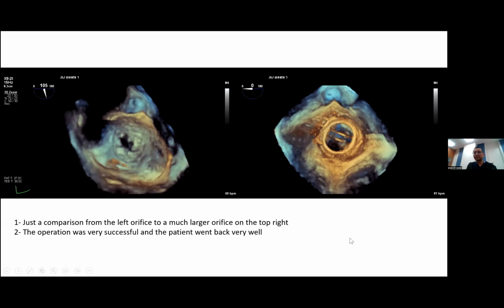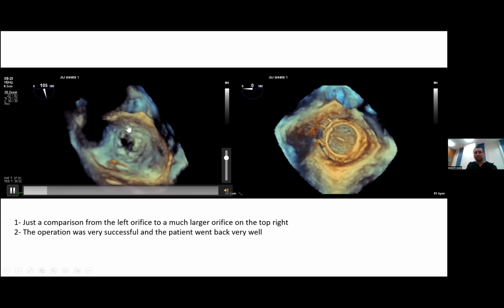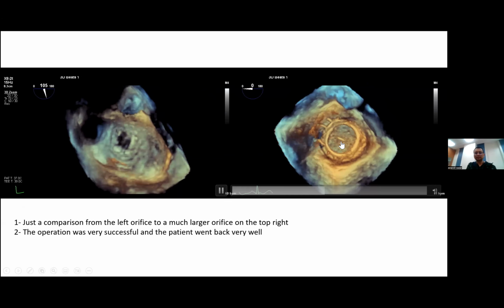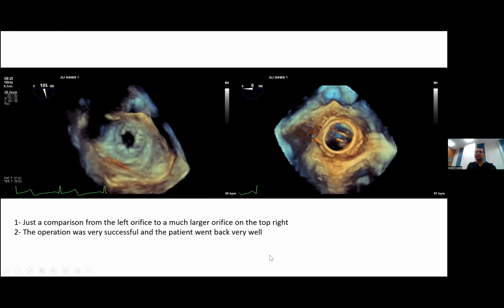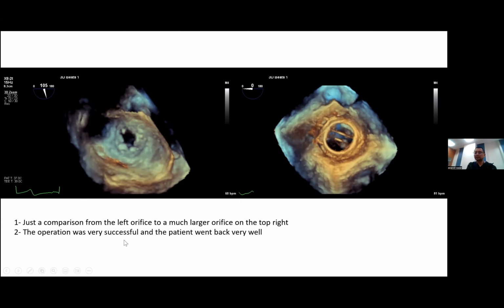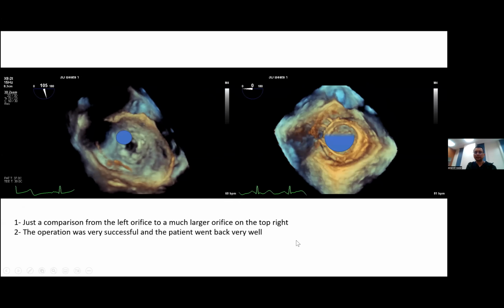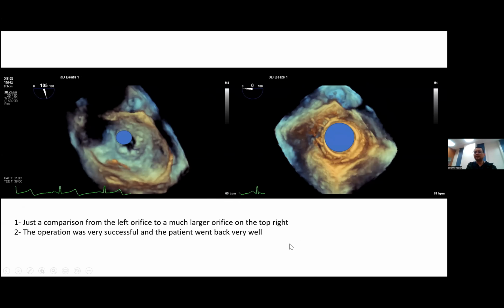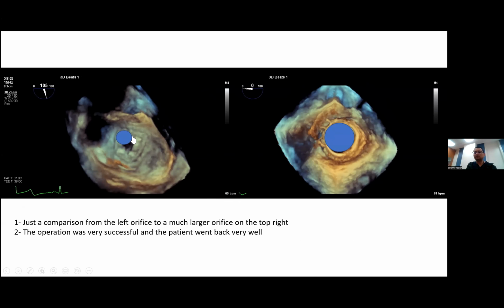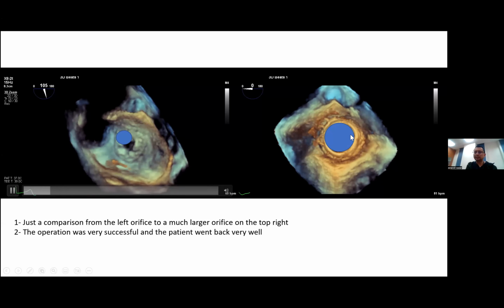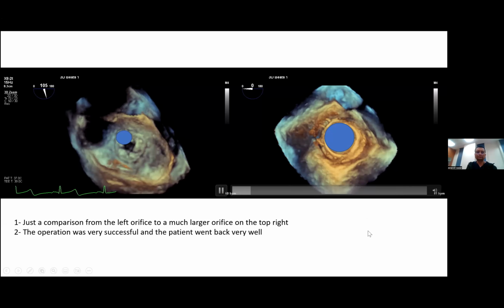So just a comparison of the two. So this is before and that is after, right? So basically, the operation was done successfully and the patient did very well. Okay, so that is the comparison of the area of opening before and also after. So you can see how big the difference is before and after.